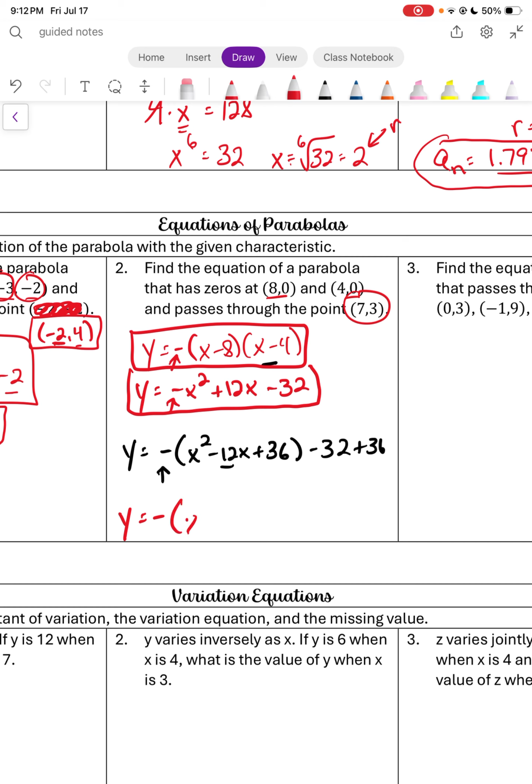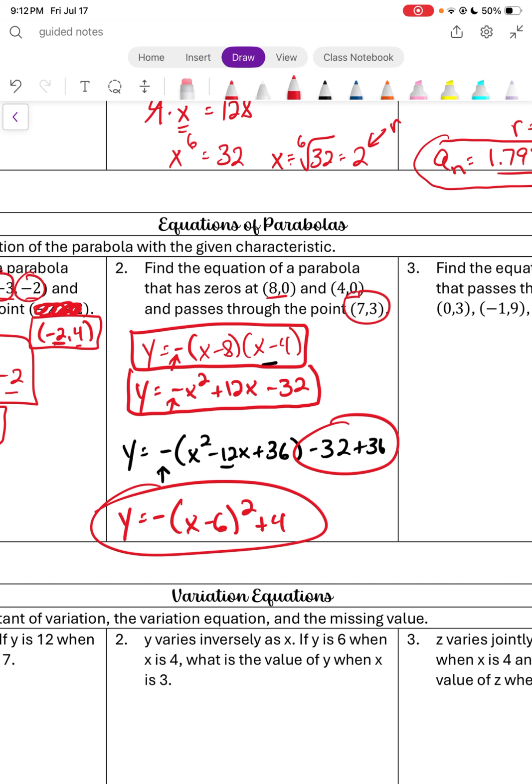We're going to factor this. That's going to be x minus 6 times itself. And then combine those, and that gives us a plus 4. And there you have it in vertex form.